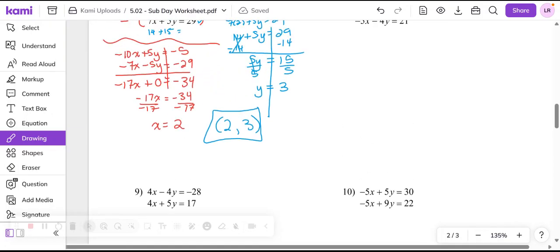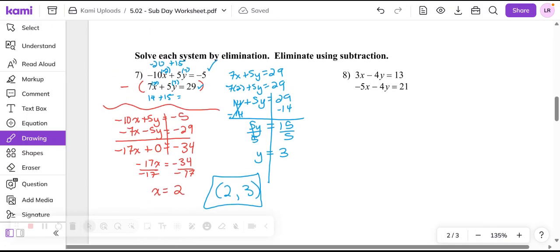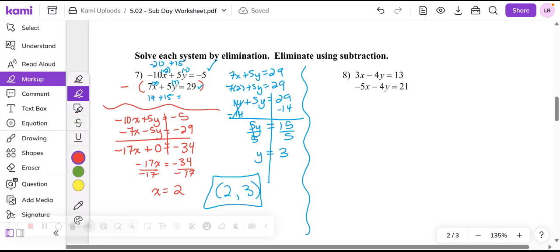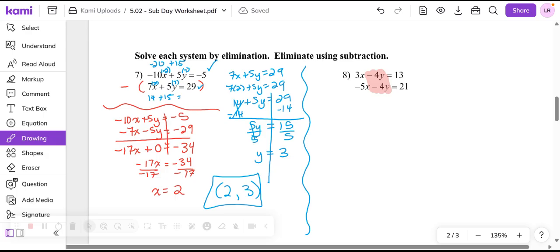Let's look at number 8. So in number 8, once again, when I'm looking at the problem, I notice that the y's have the exact same value. So those are exactly the same. That means I'm going to use subtraction. Now remember, just like I did number 7, I usually modify that equation so that I don't really subtract, if you notice on that last one. So I am doing subtraction, but I like to rewrite it.